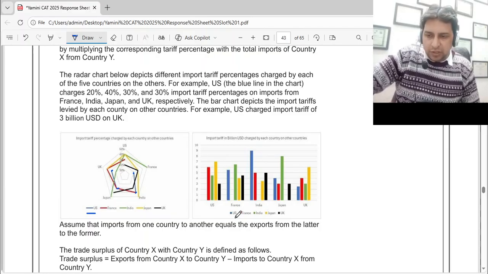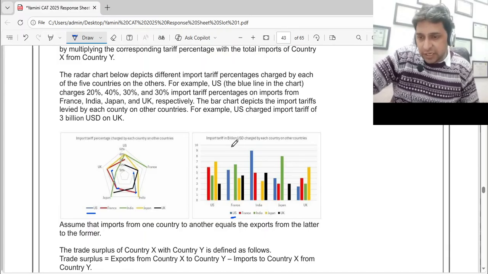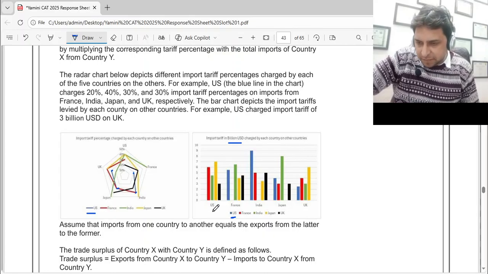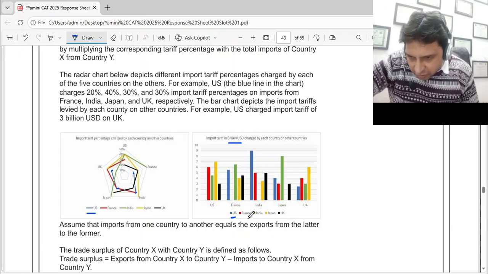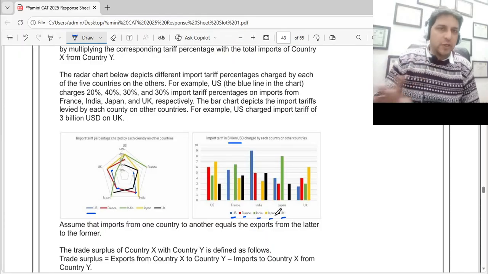And this is the import. Let's again take an example of US. This shows the total amount of tariff in billion USD charged by each country on other countries. So US is earning as import tariff 6 billion USD from France, 4.5 from India, 7 from Japan, and 3 from UK. All values are in billion USD.